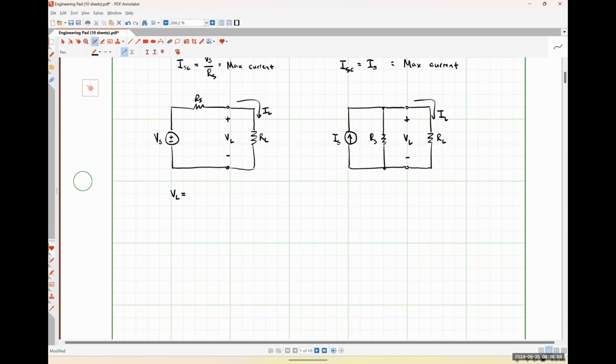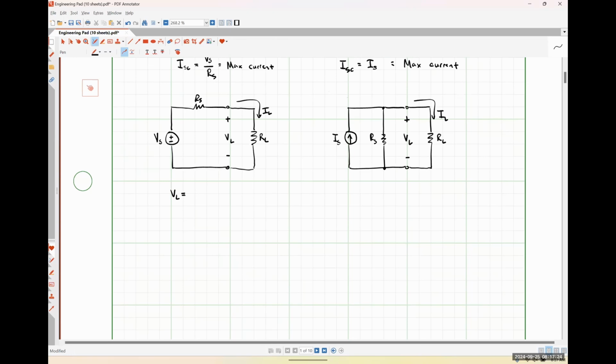It is not just VS. If it were just VS, that would imply that effectively no current was flowing through my resistor RS, which would mean that my resistor RL would have to be infinitely large, and we have no reason to make that assumption. So we're looking for a generic case that is valid for any possible value of RL.